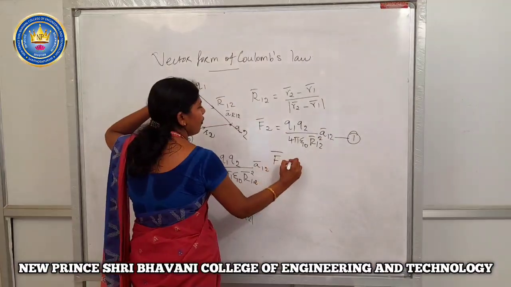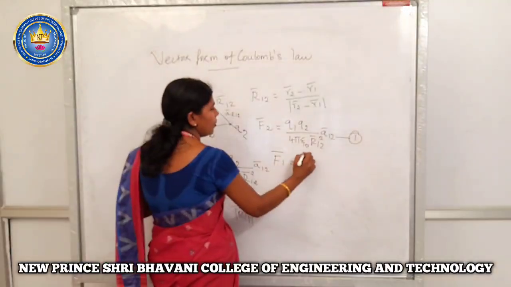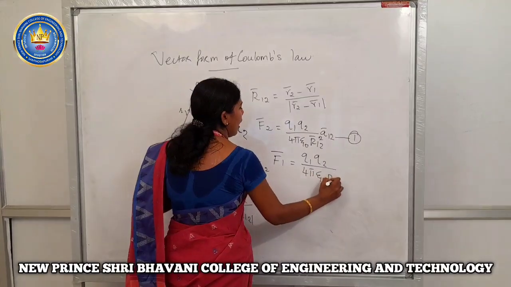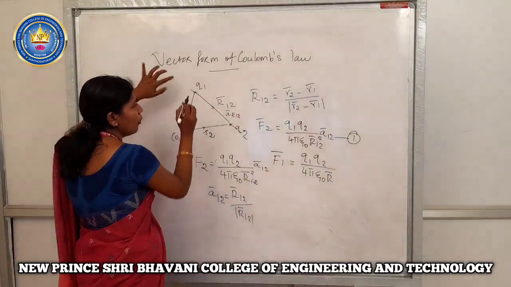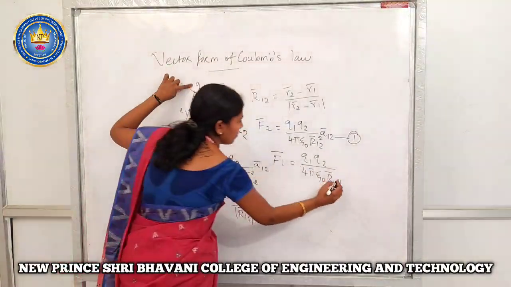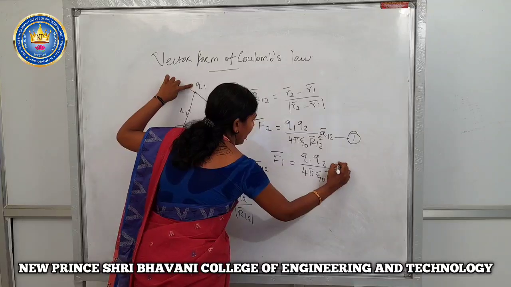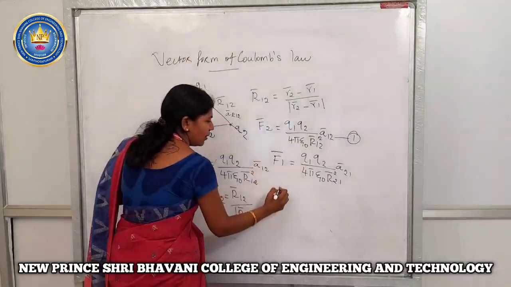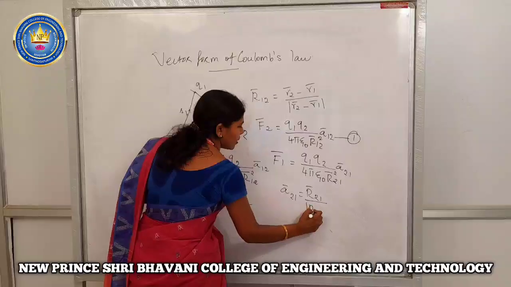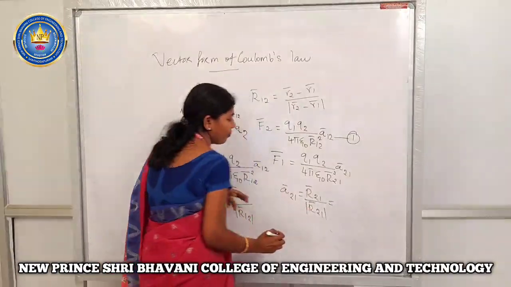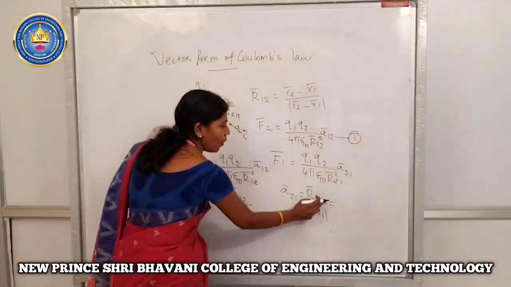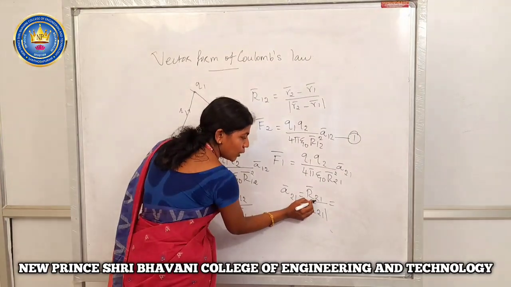Then the equation becomes F1 bar is equal to q1 q2 divided by 4 pi epsilon naught r bar squared, a bar 2 1. Here it is the force on q1 due to q2. Now the a bar 2 1 can be written as r bar 2 1 divided by the modulus of r bar 2 1. Here r bar 2 1 is for the force on q1 due to the q2 charge.